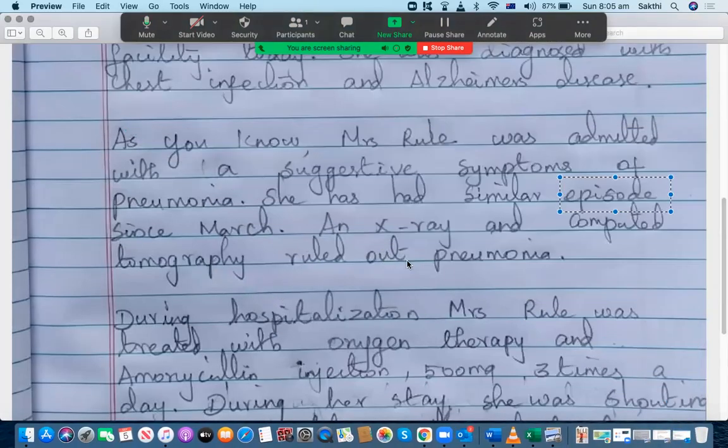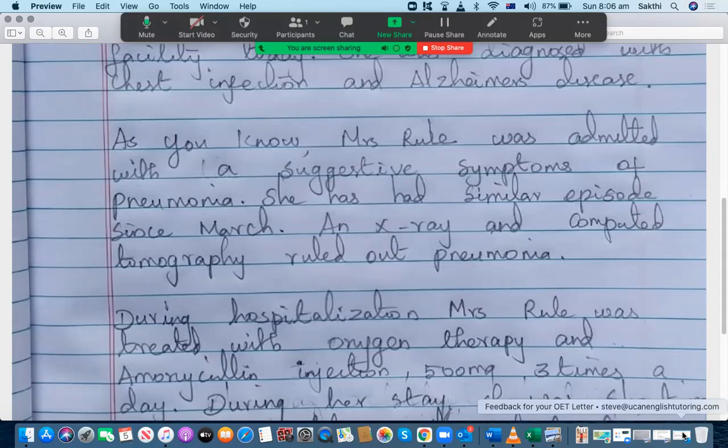Let's go to the next one now. All right, since March. Okay, an X-ray and computed tomography ruled out pneumonia. When you say this one, initially it was suspected that the patient was suffering from pneumonia. However, this X-ray and computed tomography ruled out pneumonia. So you could have used a however, isn't it?